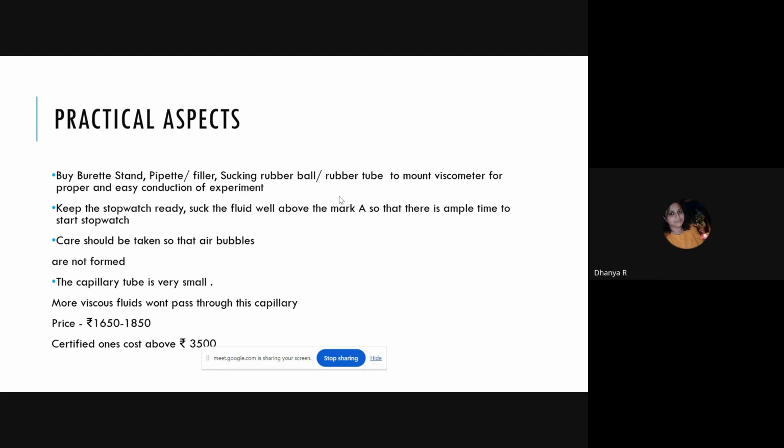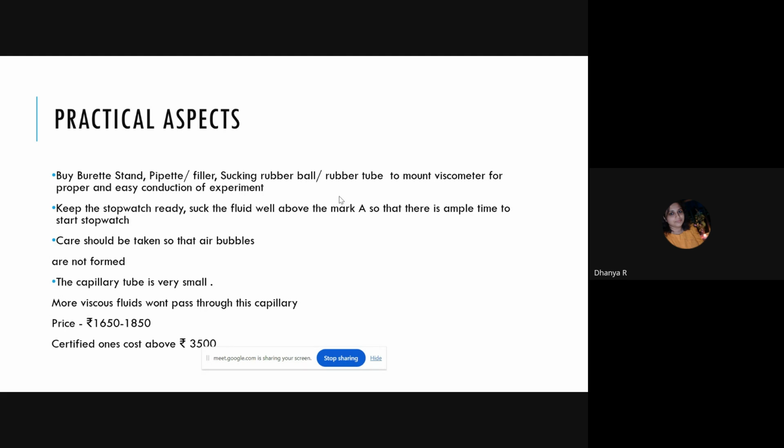So suck the fluid well above the mark A, so that you get ample time to start the stopwatch. Otherwise you would miss the mark A. Mark A तक जब तक वाटर आ जाएंगे तब तक आप स्टॉपवॉच शुरू नहीं कर पाएंगे. तो उसमें एक ध्यान रखना है.